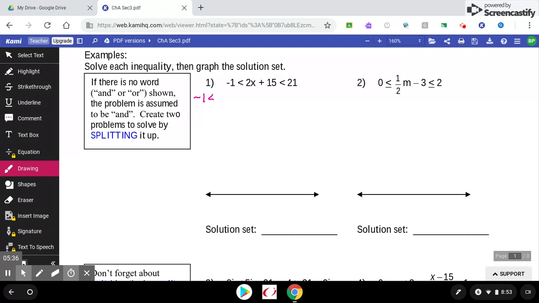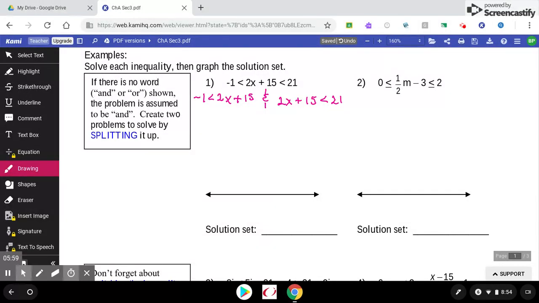You split it up and you say, well, here's one inequality. And I'm going to use an and symbol. That 2x plus 15 is also less than 21. So that middle part becomes both statements. The ends of the problem, if you think about it, are -1 and 21. So you solve them like normal, guys.